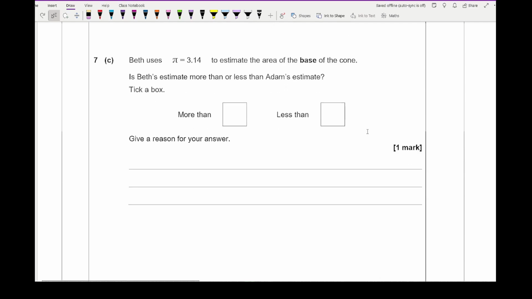Then for 7c, it says Beth uses pi equals 3.14 to estimate the area of the base of the cone. Is Beth's estimate more than or less than Adam's estimate? Well, it's going to be more than, and the reason for that is because a higher value of pi is used. You can write something along the lines of 3.14 is greater than 3. So something along those lines would be absolutely fine.